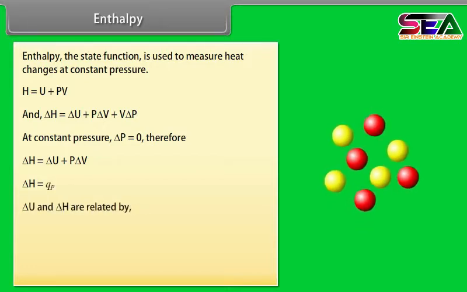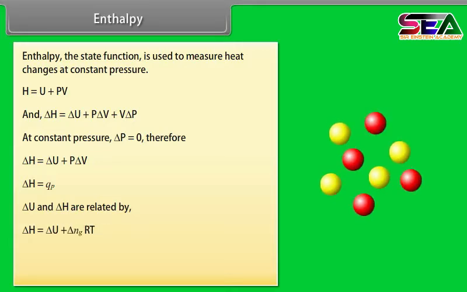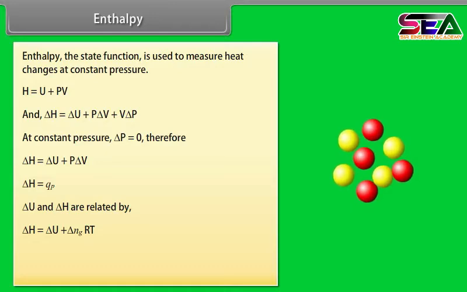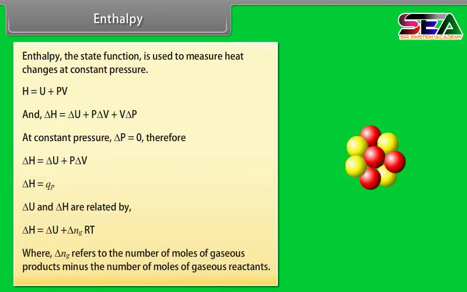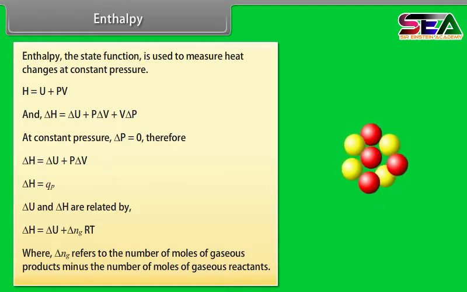Delta U and delta H are related by delta H equals delta U plus delta ng RT, where delta ng refers to the number of moles of gaseous products minus the number of moles of gaseous reactants.